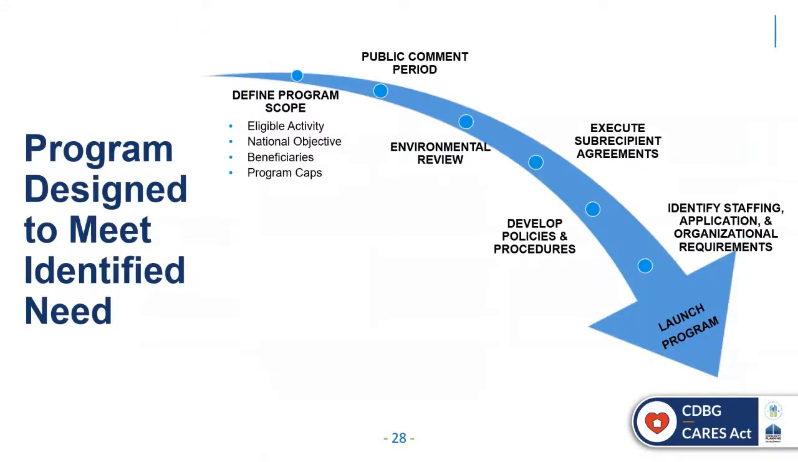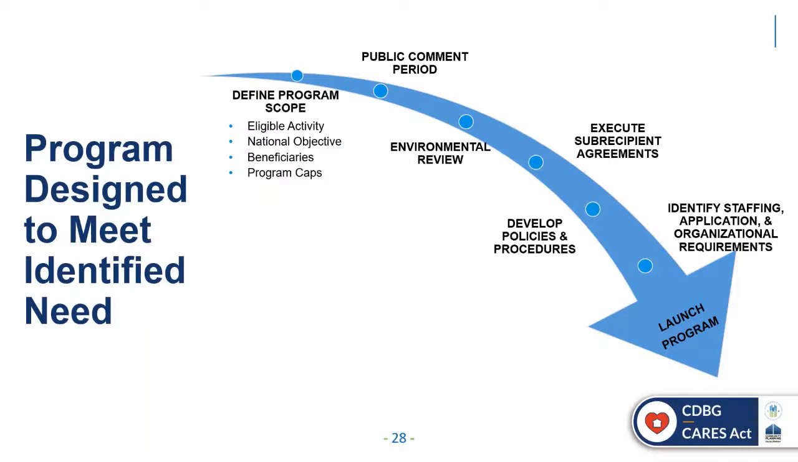Next slide. This is an overview, at a very high level, of how you go about designing a program. Most of you have probably done this, though you may not have consciously mapped it out. But basically for any program, particularly any new program you develop using CDBG-CV funds, these are the major steps you're going to have to undertake. Once you've assessed the need, which we've talked about already, you start by defining the program scope: what the eligible activities will be, what national objectives the program will achieve, possible beneficiaries, and program caps if they're applicable to your particular design.